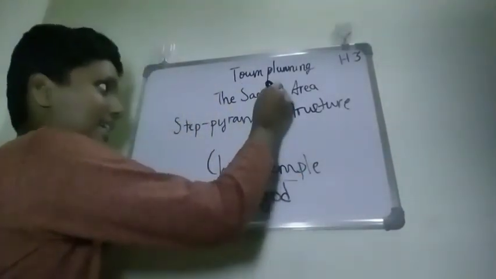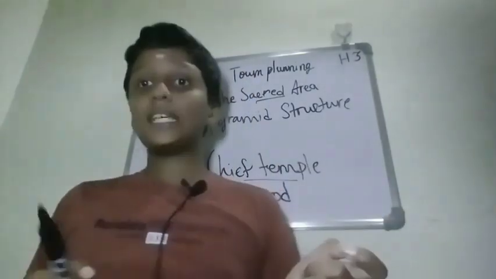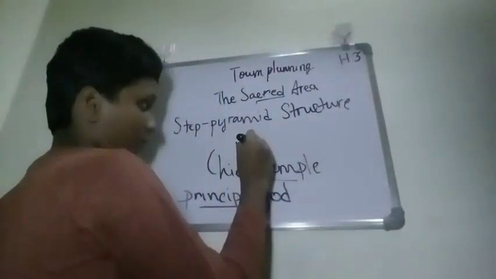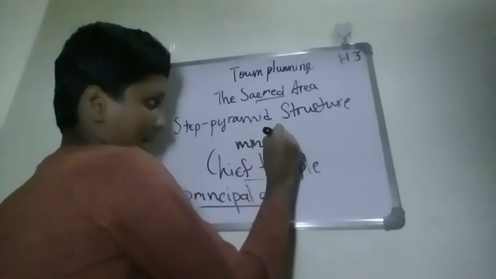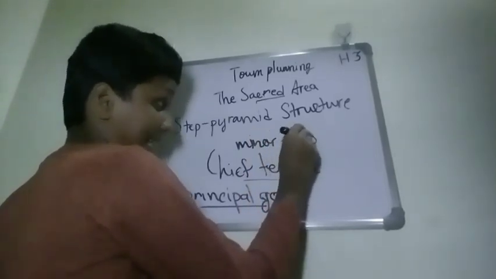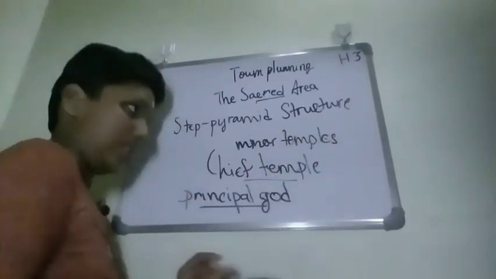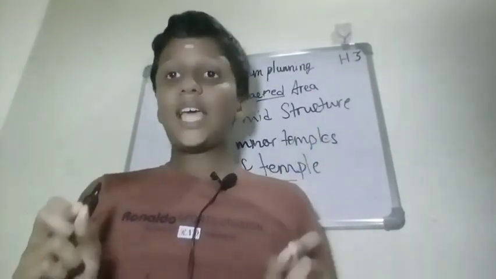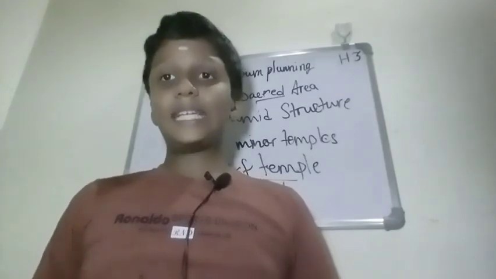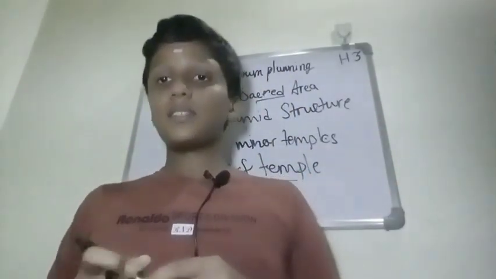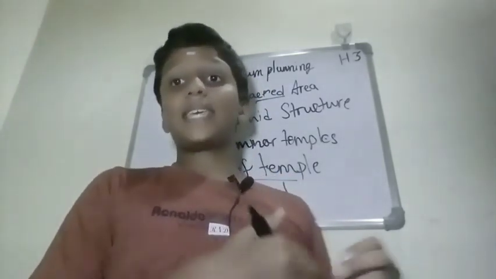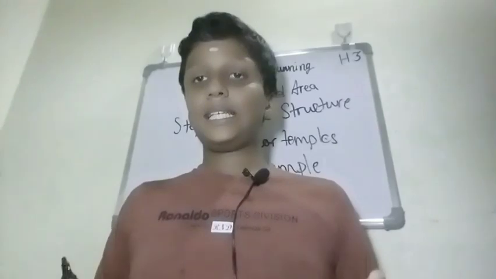In the sacred area, you can find the ziggurat as well as minor temples dedicated to other gods as well. It is not just the principal god, but we have minor temples dedicated to other gods. So there were other smaller temples for minor gods, and these temples were scattered around the sacred area.